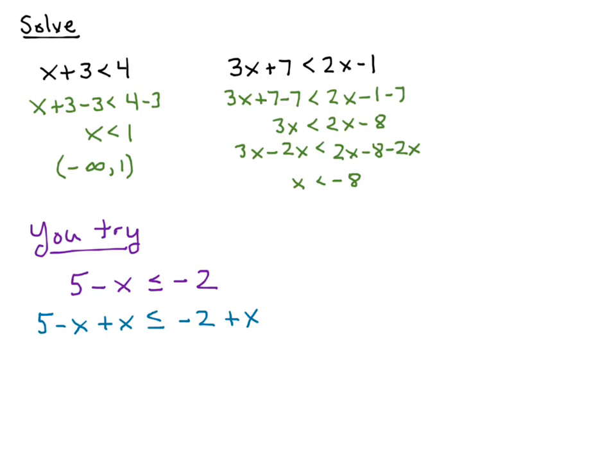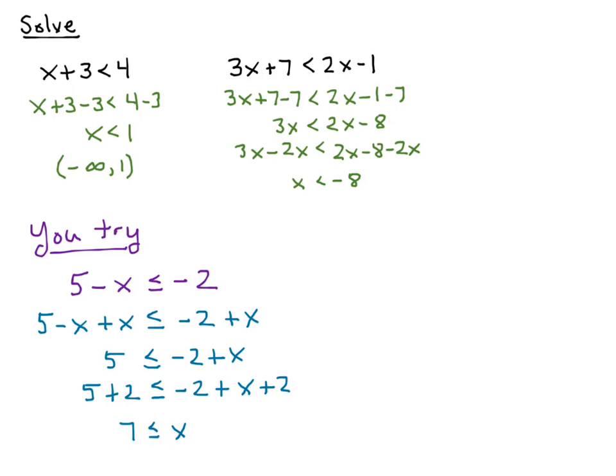Okay, so let's look at this step by step. Since my x is negative, I'm going to add x to both sides, so my x is positive over on that side. And so the x's disappear, and I have 5 is less than negative 2 plus x. I'm going to add 2 to both sides, and I get 7 is less than or equal to x. And that can be written just as easily, x is greater than or equal to 7.